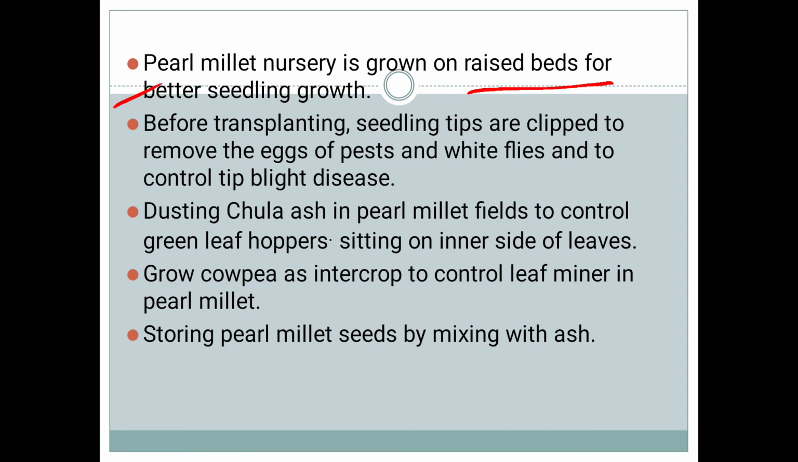Before transplanting, seedling tips are clipped to remove the eggs of pests and whiteflies and to control tip blight diseases. Grow cowpea as an intercrop to control the leaf miner in pearl millet.